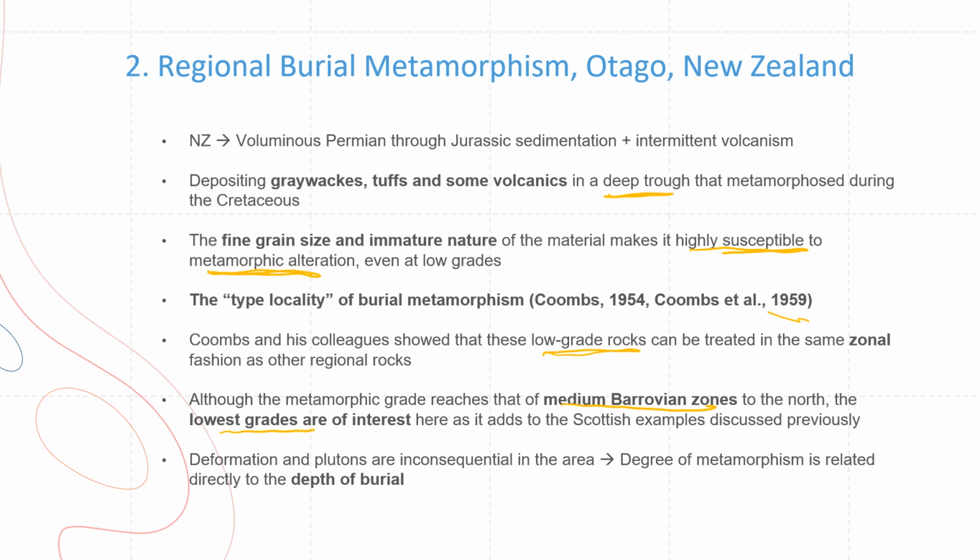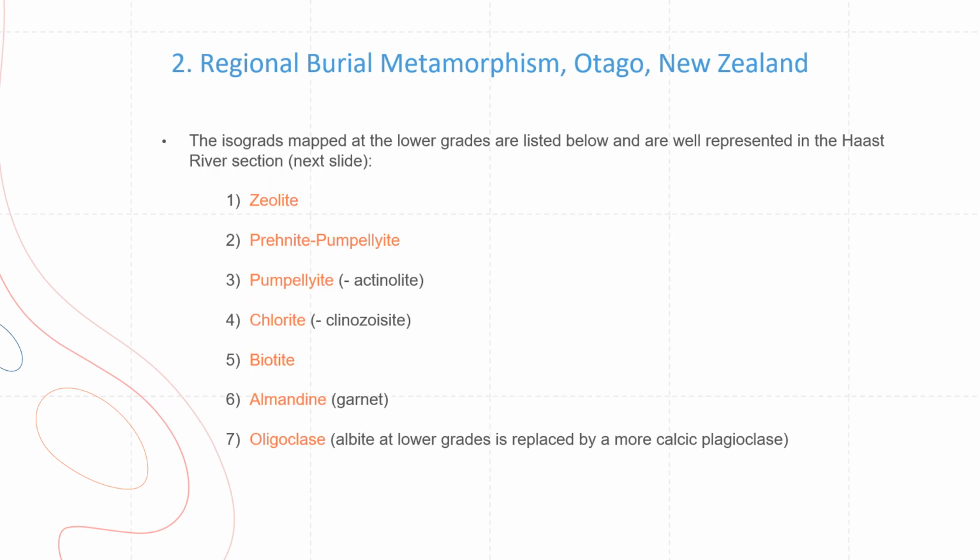So if you remember when we discussed the different types of metamorphism, burial metamorphism relies solely on the weight and the pressure because of that weight and the depth of the burial. So any sort of deformation and plutons, these are inconsequential in the area.